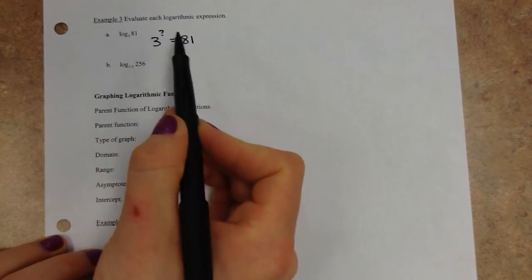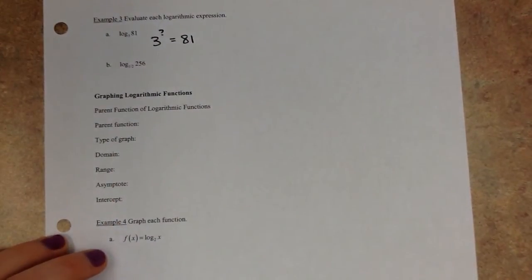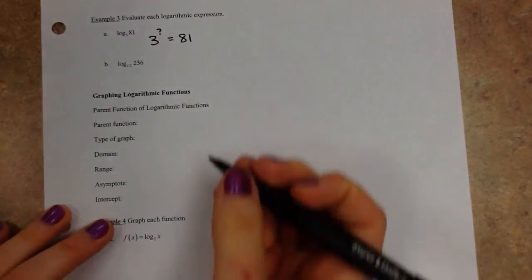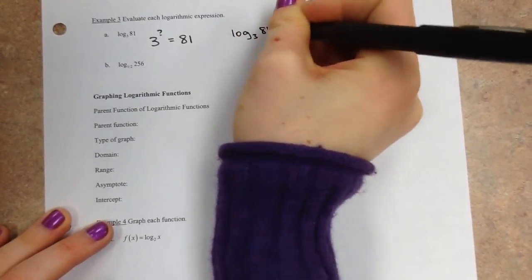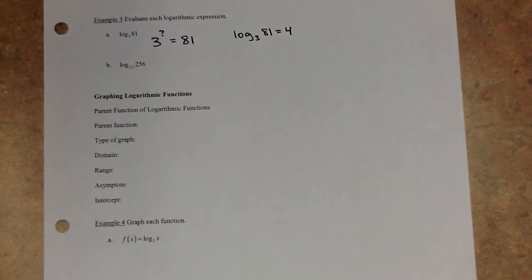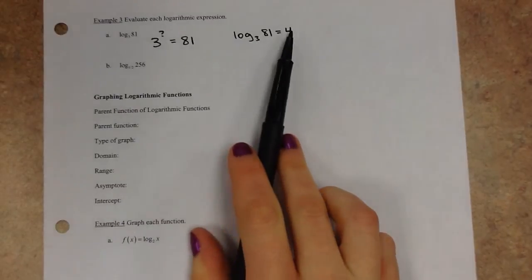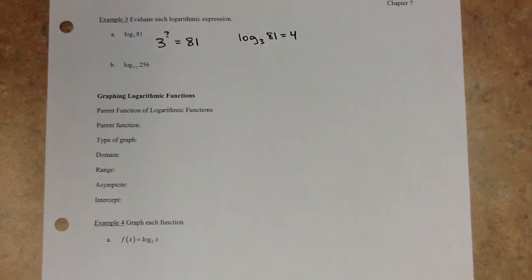So that's what I wrote down here. 3 to what power gives me 81? And I'm hoping that we recognize that 3 to the 4th power gives us 81. So log base 3 of 81 equals 4. And we can always use what we just practiced on the previous page to put it back into exponential form, and that would be 3 to the 4th equals 81, which hopefully you can confirm is in fact correct.